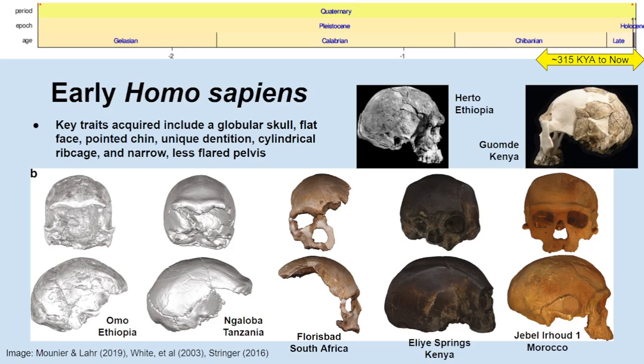traits. Just for reference, other East African fossils include Eliye Springs from Kenya, dated anywhere between 300 and 200,000 years ago, Ngaloba from Tanzania, dated to about the same time, and Guomde from Kenya, dated at 300 to 270,000 years ago. Similar fossils and other traces are known from Greece and the Levant at this time as well. In prehistory, Africa, in a sense, included much of Southwest Asia. We'll get to that in a later episode.